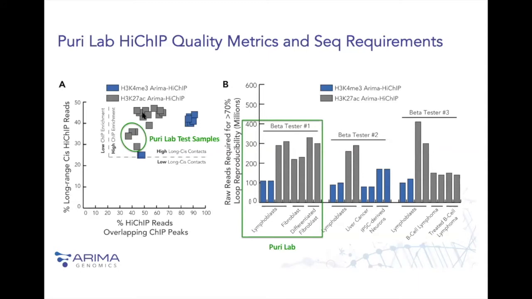As already shown by Anthony, our samples were within the same range of the other beta tester samples in terms of percentage of captured long-range interactions and the percentage of overlap between HiChIP reads and ChIP-seq peaks with the same antibody, which was H3K27 acetylation.